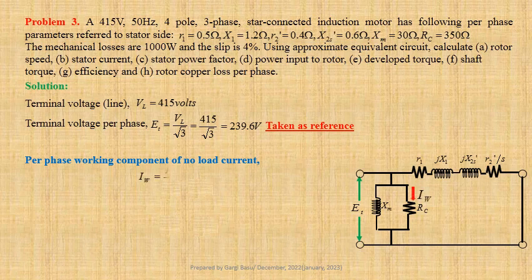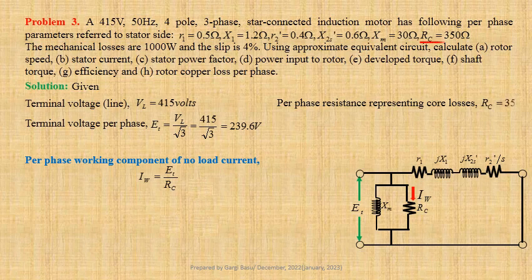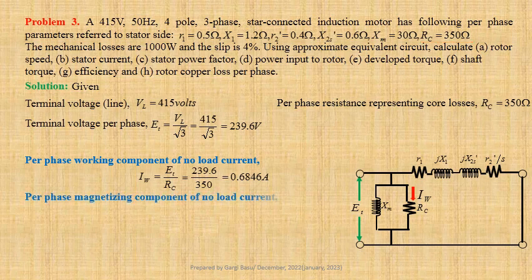IW equals ET divided by RC. Given per phase resistance representing core losses, RC equals 350 ohm. Therefore, IW equals 239.6 divided by 350, that gives us 0.6846 ampere. Now we shall calculate per phase magnetizing component of no load current. IM equals ET divided by XM.